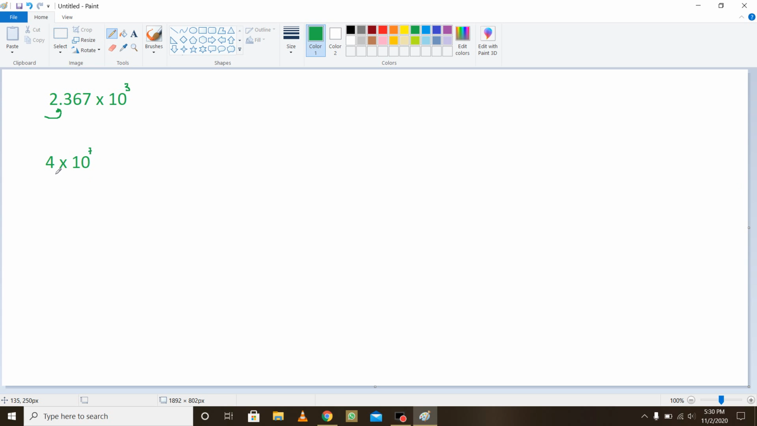In this case also, there is a decimal, 4.0, but as 4.0 is equal to 4, even if we write it as 4, it is okay. So for a number to be written in the standard form, the decimal must be after the first digit, and there must be a power of 10 written at the end of the number.